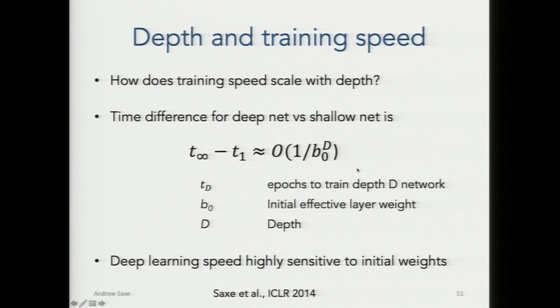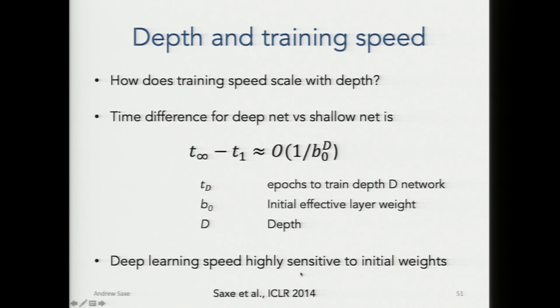So this is actually quite a powerful prediction. It says if you initialize with very small weights, then you have a small number raised to the power of the depth. So you're exponentially slow with depth. This is like catastrophe. It would take a very long time to train. But if you were able to get your initialization to be roughly 1, then when you raise 1 to d, you still get 1. And actually, a deep network is only a constant time slower than a shallow network. All right. And overall, this is saying that deep learning speed is highly sensitive to the size of the initial weights you use.